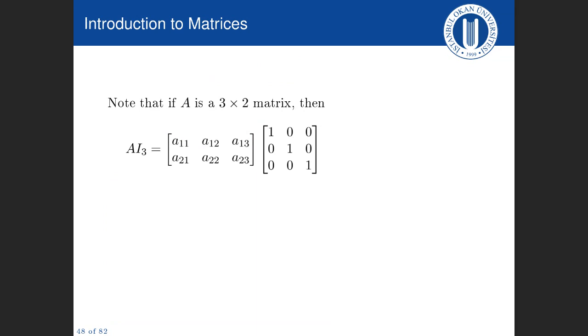Now note, if A is a 3 by 2 matrix, sorry, that's a typo, that should be a 2 by 3 matrix.